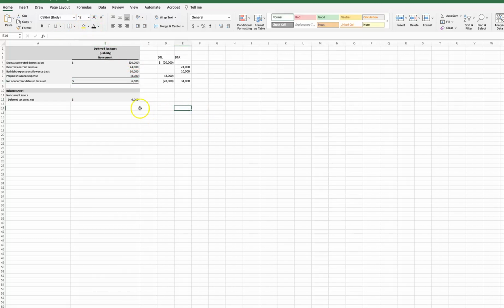So somewhat straightforward. Remember, if they ask us for current tax, we always look at that income tax payable account. For non-current, we're always going to net our DTAs and DTLs and show, if the DTAs are higher, we show it as a DTA. If the DTLs had instead been higher, we would show that as a net DTL.